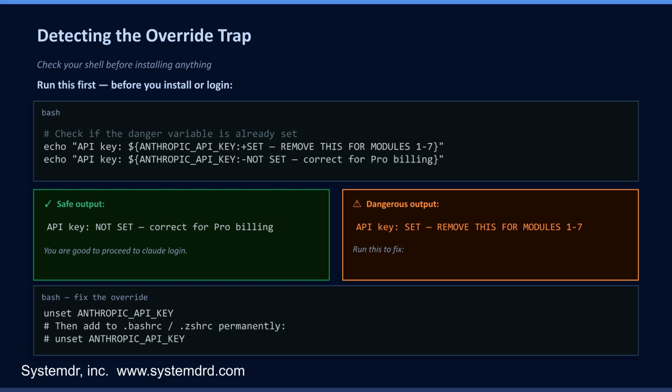To detect the override trap before you install, run the presented echo commands. If the output shows API key set, you must run unset ANTHROPIC_API_KEY for the current session and permanently remove it from your shell configuration files. Only proceed when the output is not set.